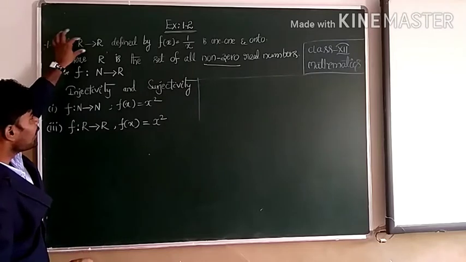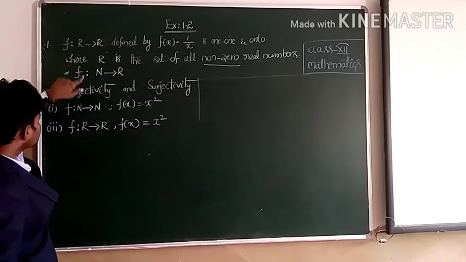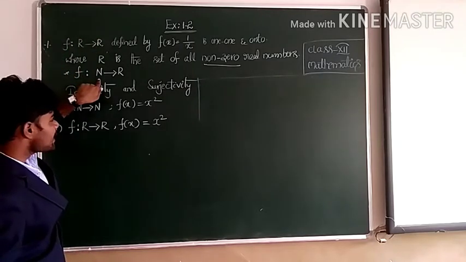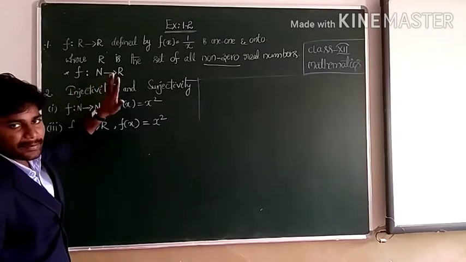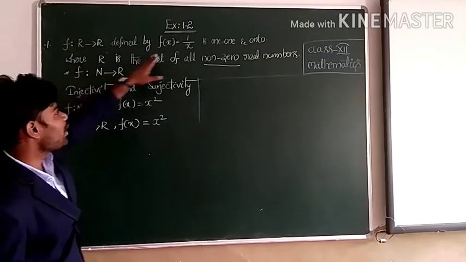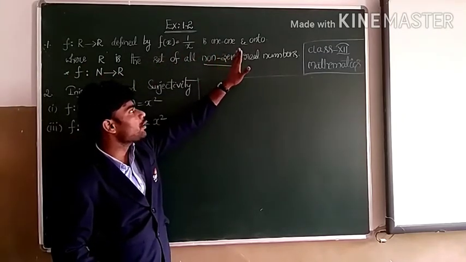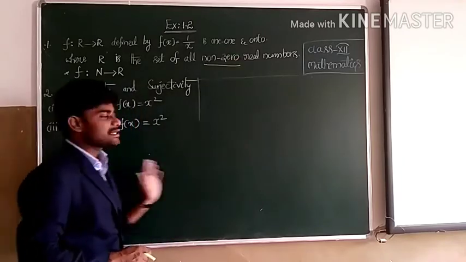Domain is real number and codomain also real number. But here the domain is natural number, codomain is real number. So at this time, this function is one-one function or onto function or not. We need to check that.